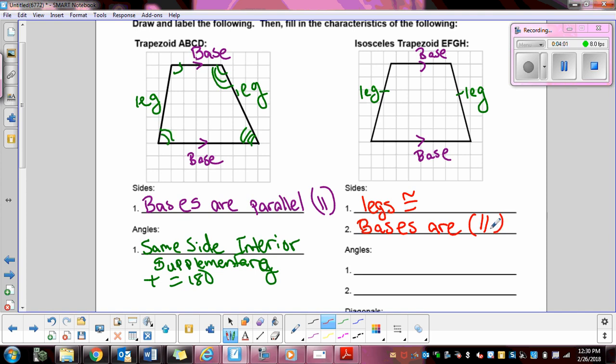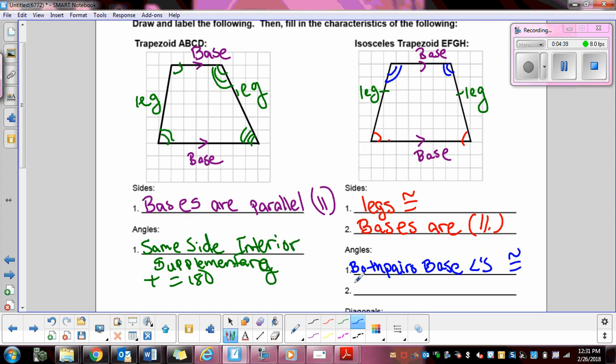Let's talk about the angles. Because my legs are congruent, I know that my base angles will be congruent to each other. So one arc and one arc means that they're congruent. And also these top angles right here, these base angles right here, put 2 arcs and 2 arcs. So these are equal to each other, and these will be equal to each other. So we're going to say both pairs of base angles are congruent.